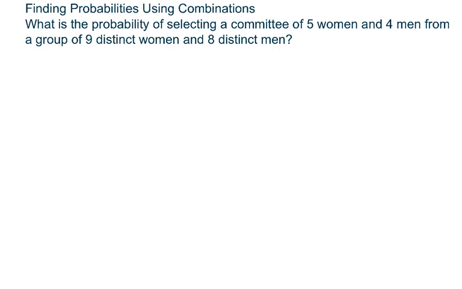The structure of this type of problem is as follows. We want to find the number of different ways we can select 5 women from 9 distinct women. So that's 9 choose 5. And the number of different ways we can choose 4 men from 8 distinct men. That's 8 choose 4.